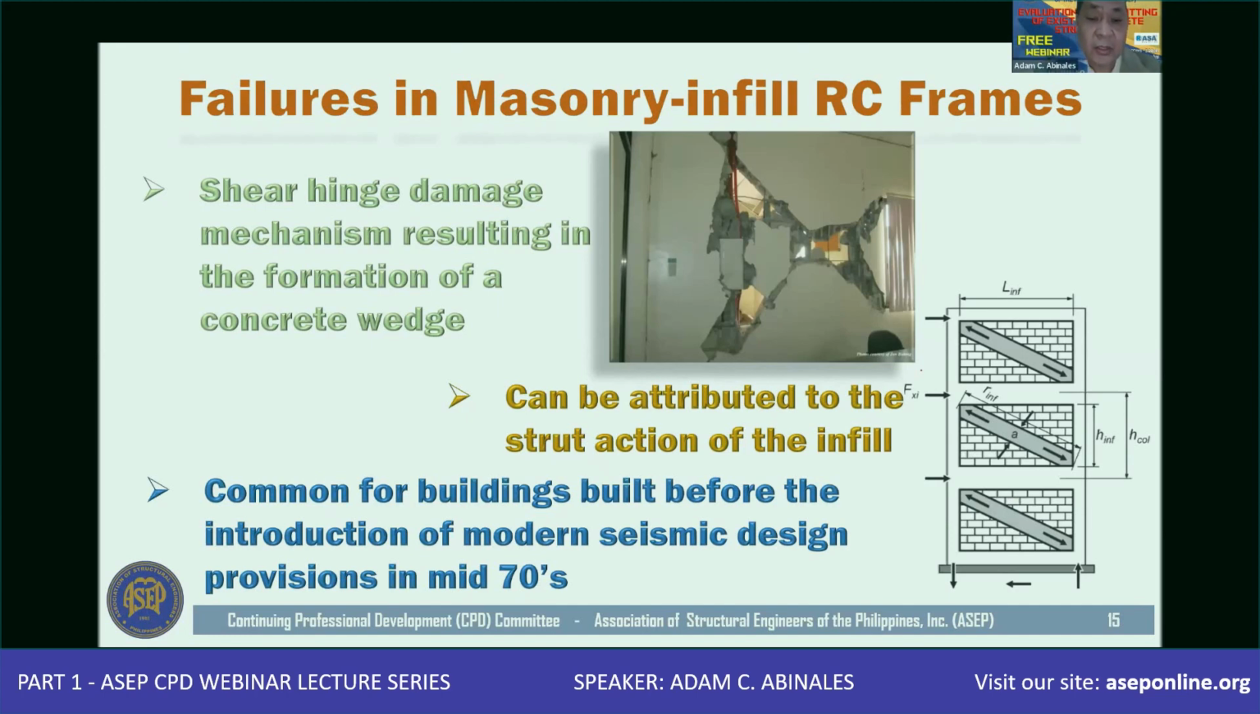Before the introduction of the modern seismic design provisions in the mid-70s. Now, if we try to recall, the first National Structural Code published in the Philippines was in 1972.